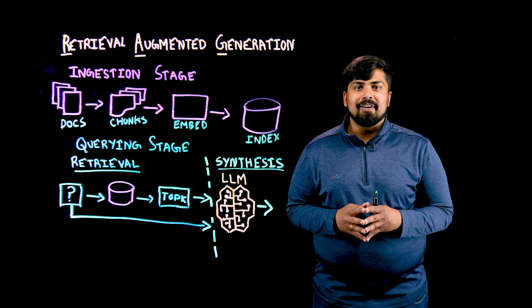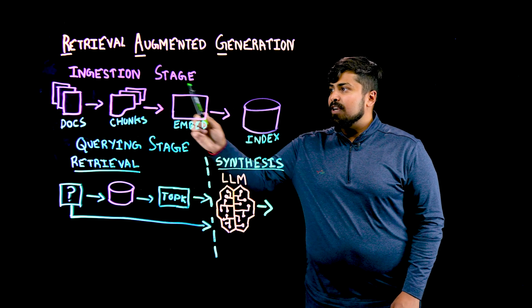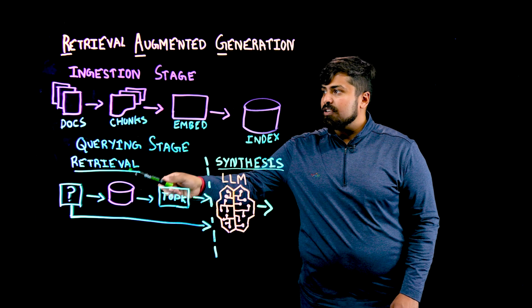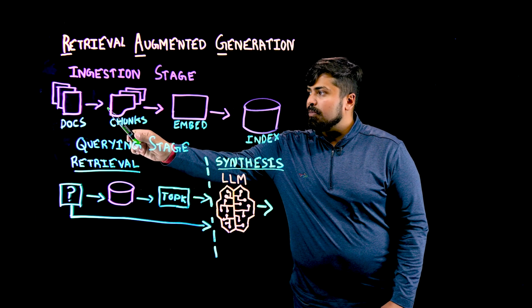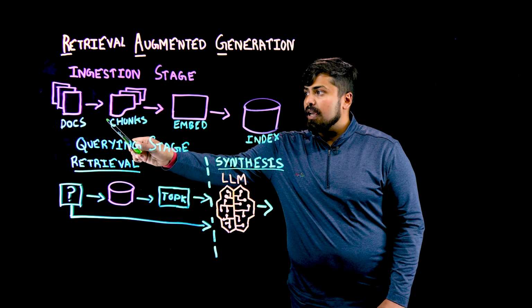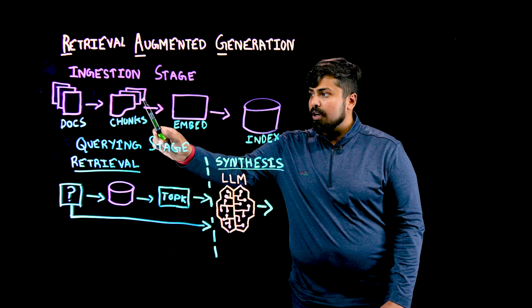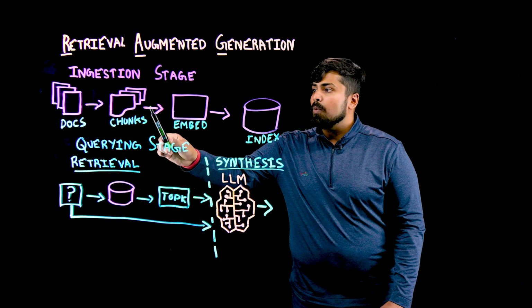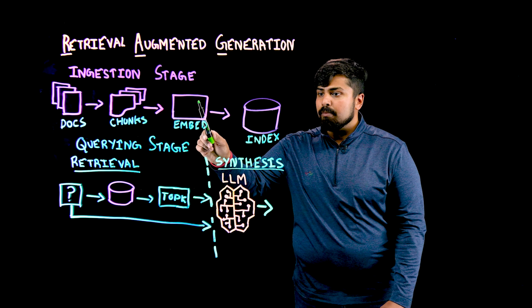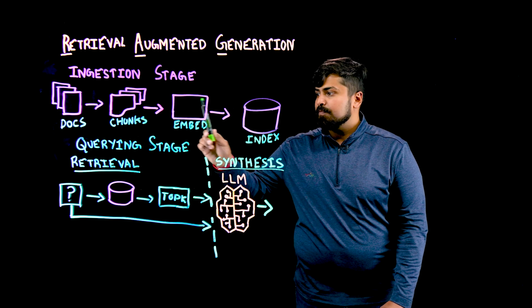Let's talk about how a RAG pipeline actually works. A RAG pipeline consists of 3 stages: ingestion, retrieval, and synthesis. In the ingestion stage, you take the documentation that you foresee needing for your use case, and then that is put into a text splitter and put into a form of different types of chunks, which are then embedded using an embedding model and stored in a vector database as an index.